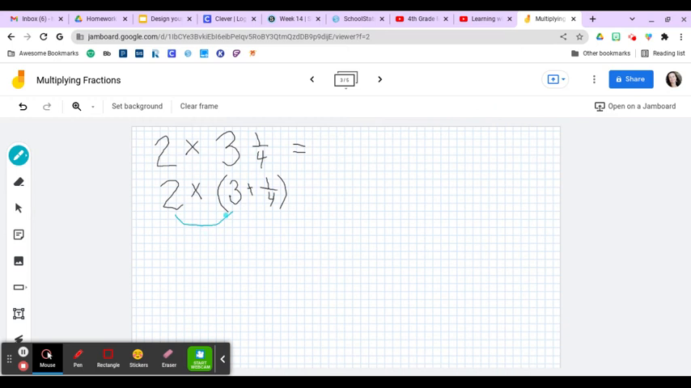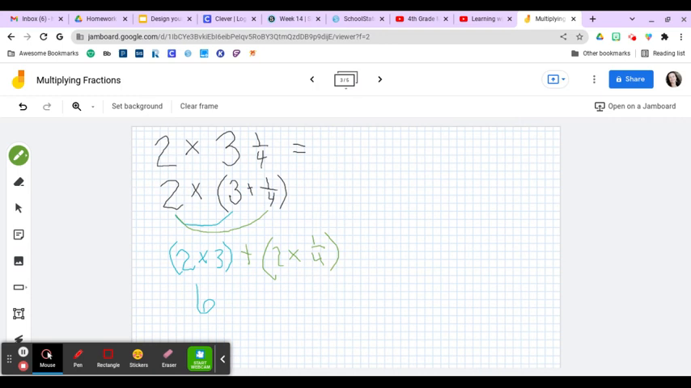We can multiply our whole numbers, 2 times 3, and then we can multiply our whole number times our fraction. So when we do that, 2 times 3 is 6. And then I can move and I can multiply my whole number times my fraction. So that's 2 times 1/4. And I am writing some extra steps in this first example. In my next example problems, I will skip a couple of these steps.